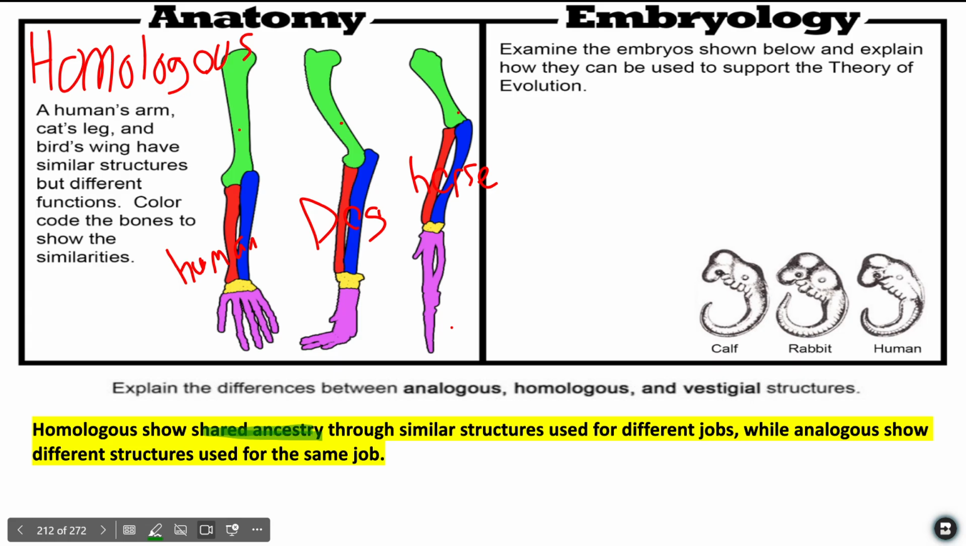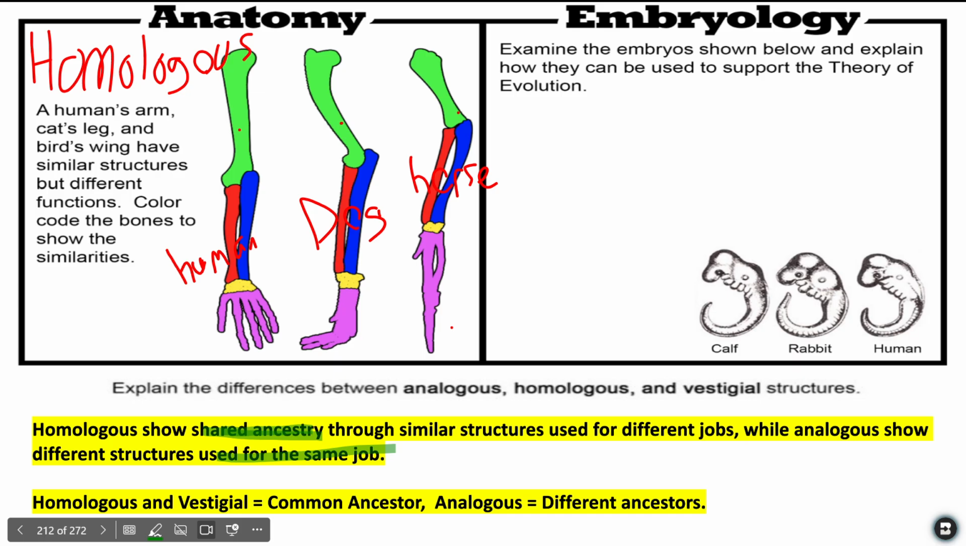While analogous structures, think of things like a bird's wing to a butterfly wing. They're used for the same job, but they're built differently from each other. So homologous structures show common ancestry, analogous structures show no relatedness.